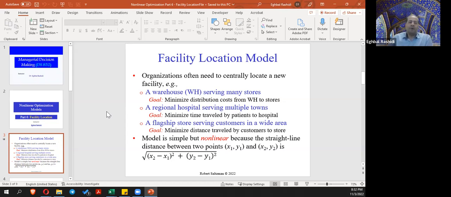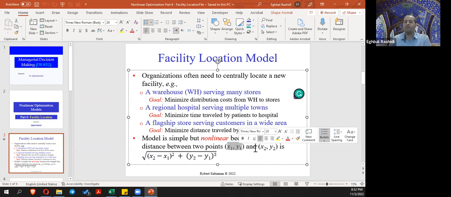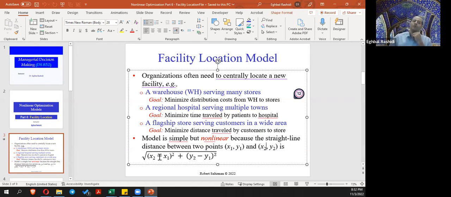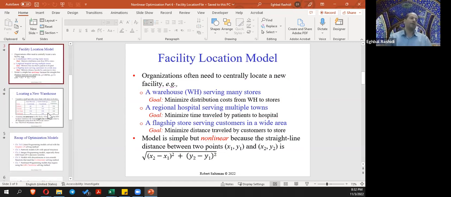The model is simple, but it's nonlinear because it uses the Euclidean distance. This is the function for the Euclidean distance. You have two points here: x1 and y1 for one point, say one city or one location, and x2 and y2 for another location. The distance between these two points is the Euclidean distance that we see here, which is a nonlinear function and makes our model nonlinear.